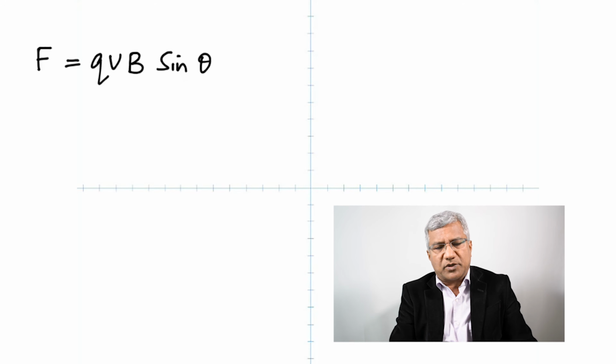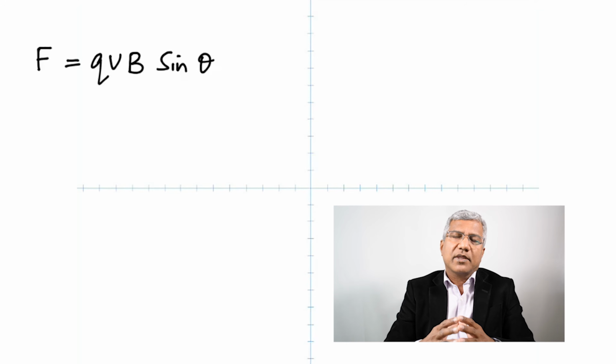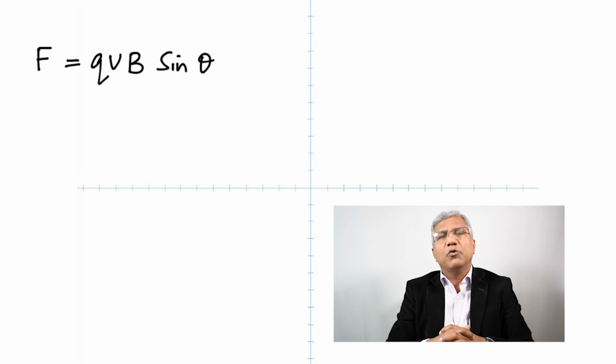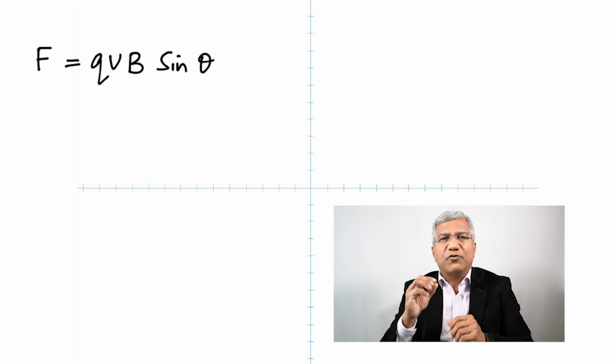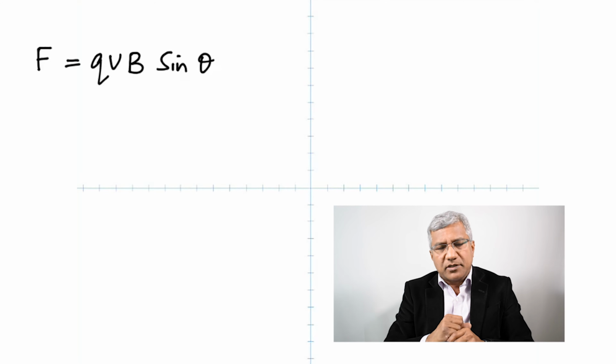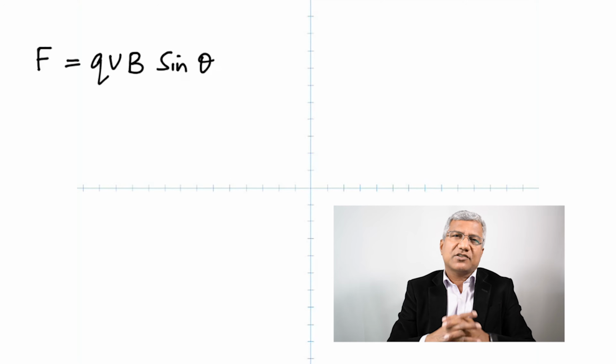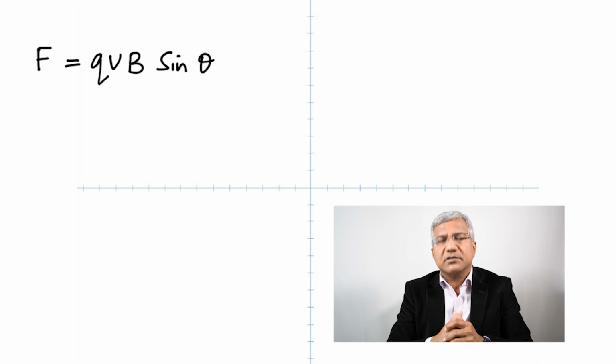This concept deals with the force acting on a charged particle moving through a magnetic field. So F is the force, the magnitude of the force, Q is the charge of the particle in coulombs, V is the velocity of the particle, capital B is the strength of the magnetic field in Tesla, and theta, of course, is the angle between the velocity and the magnetic field.